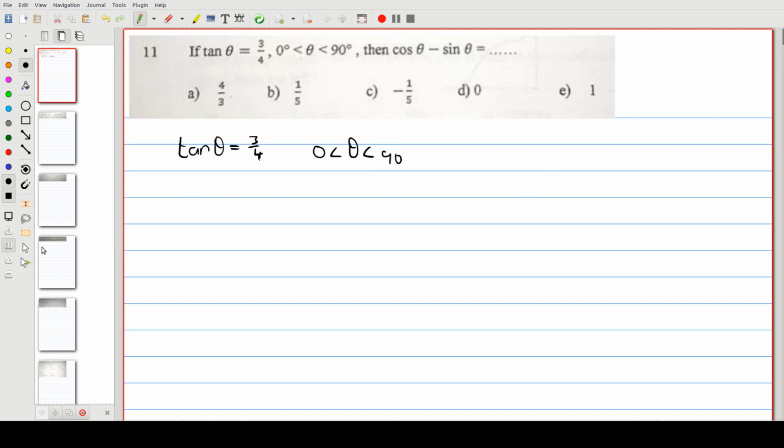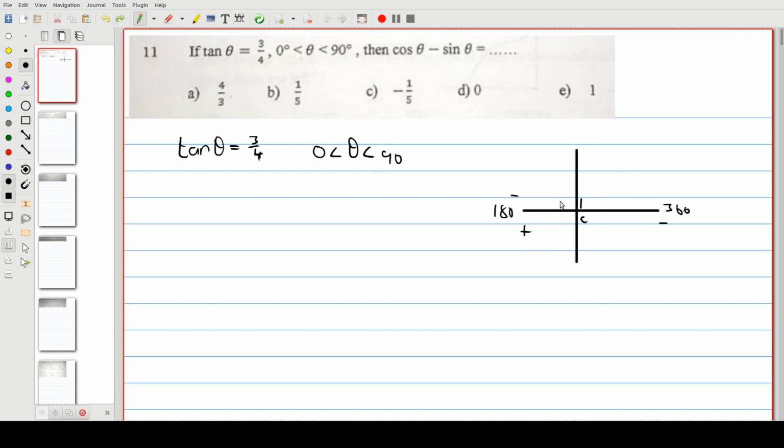Okay, so let's draw a CAST diagram here, and we have here 180 minus, 180 plus, and 360 minus, and we've got cos. Okay, so what we want to do is figure out, so tan theta we see here is positive, 3/4 is positive. So tan is positive in these two quadrants, and theta must be between 0 and 90, so that's this quadrant, so we have to work in this quadrant.